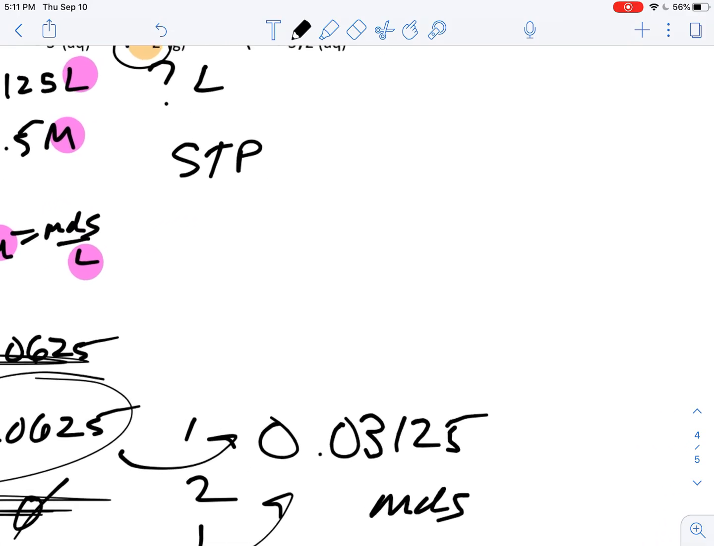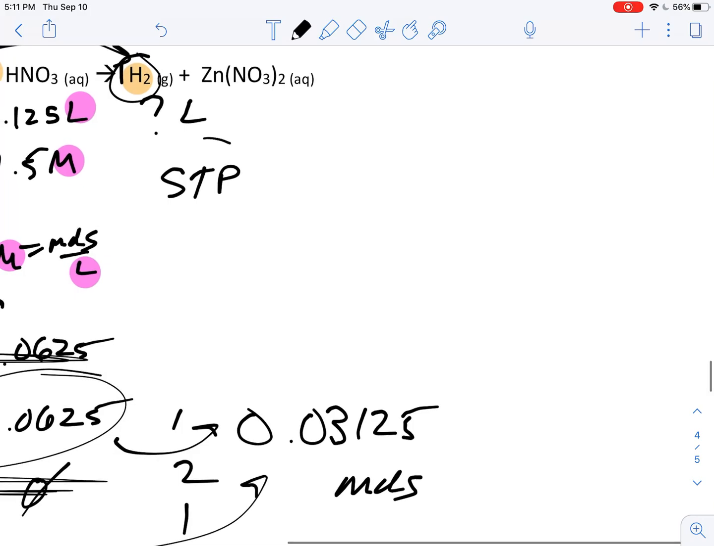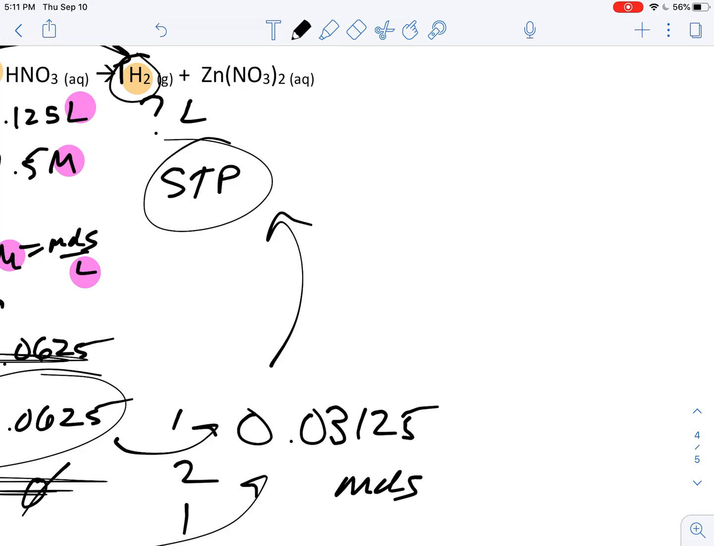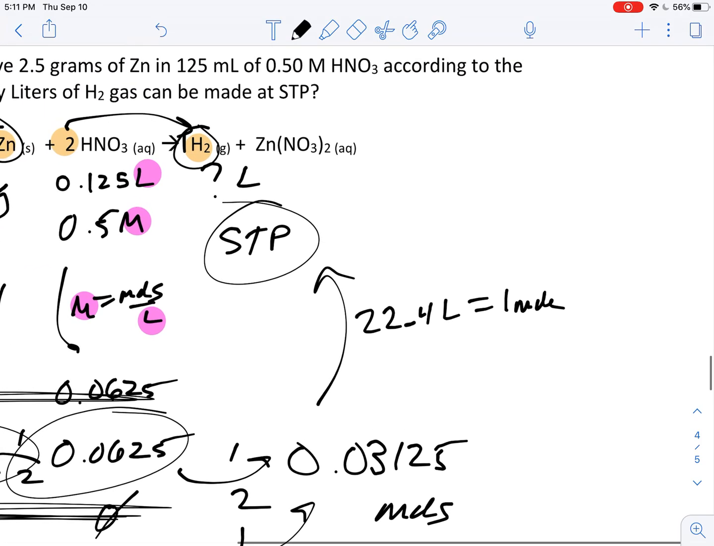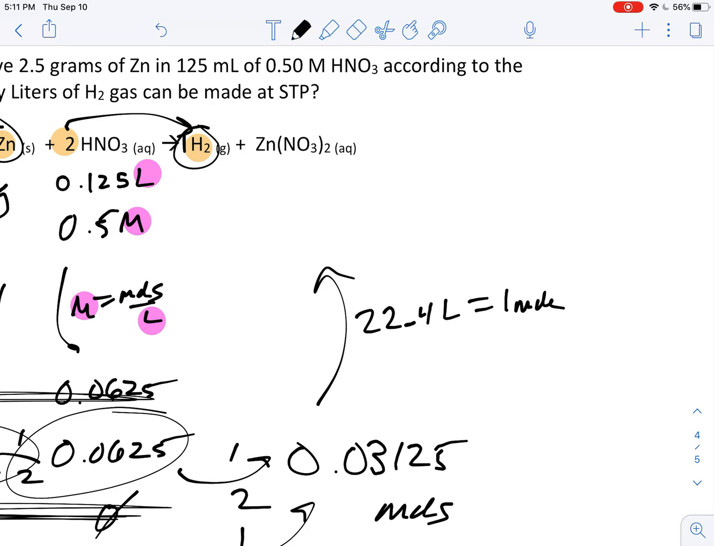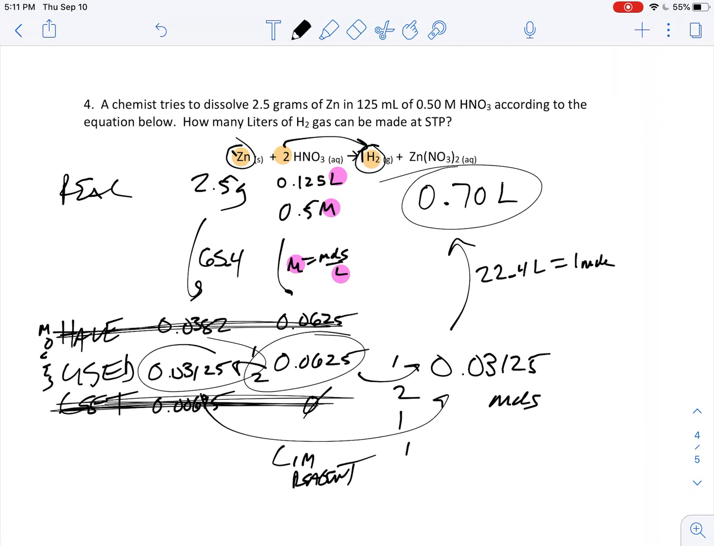Now I got to get back into the real world. Oh, easy, because they told me it was at STP. And what did we learn before about STP? It was 22.4 liters was the same thing as a mole. So all I got to do is multiply those two bad boys together. And when I do, I should end up with right in the neighborhood of 0.70 liters.